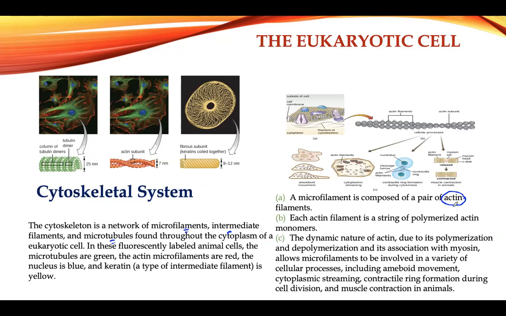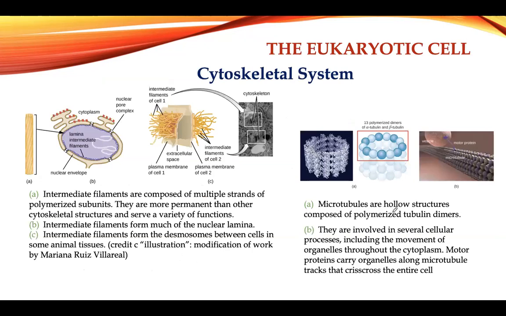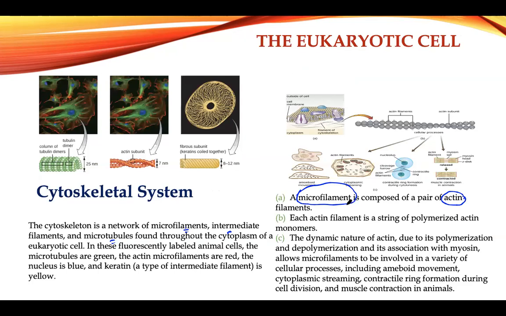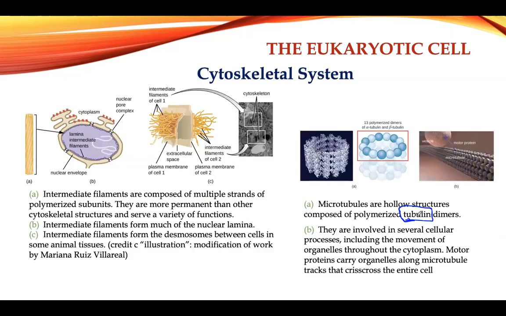So actin filament we can find in the microfilament, and the microtubule is made up of tubulin. These two are very, very important. Where do we find actin filaments? Where can we find the tubulin filaments? Remember that actin filament we can find inside the microfilament, which is a type of cytoskeleton. Tubulin we can find inside the microtubule, a cytoskeleton type.